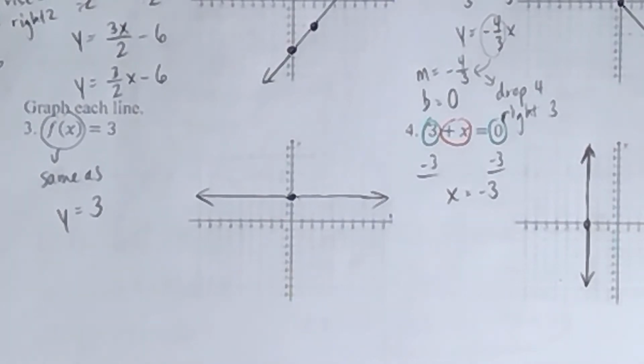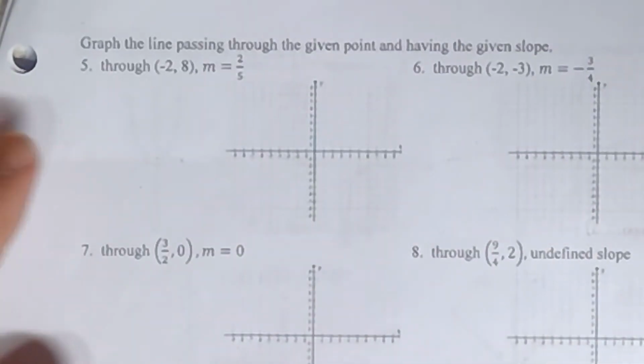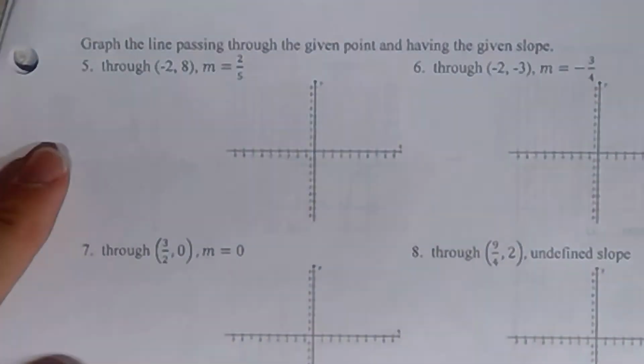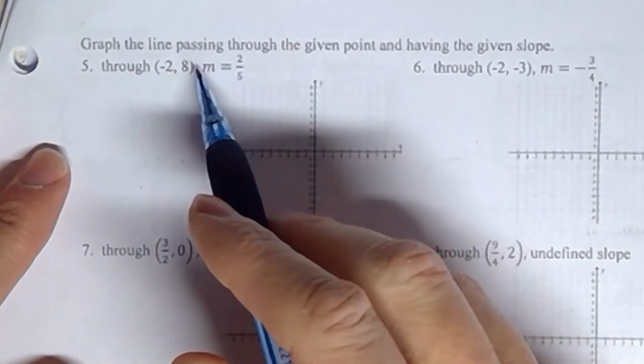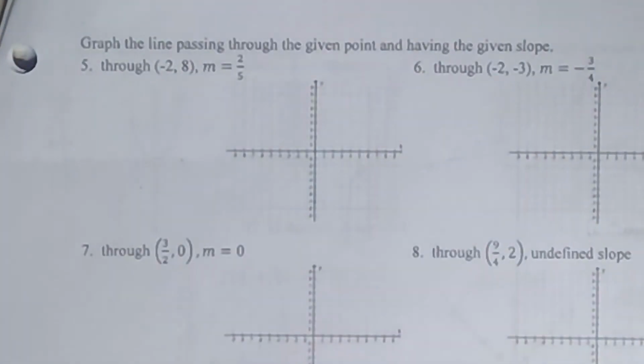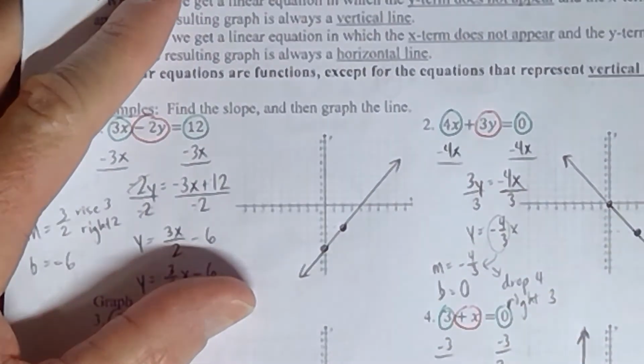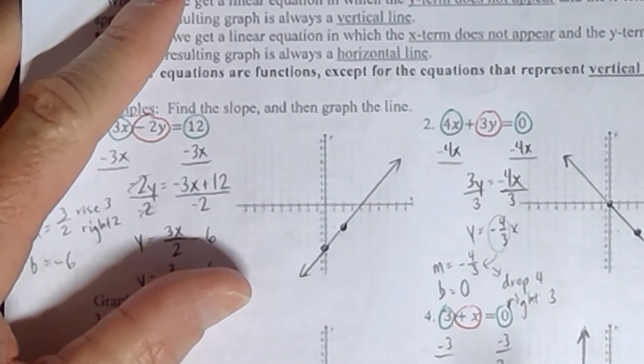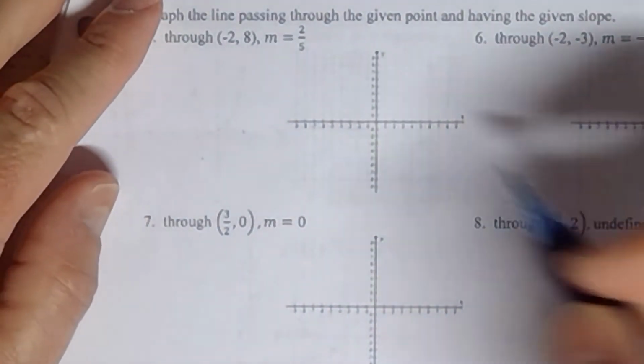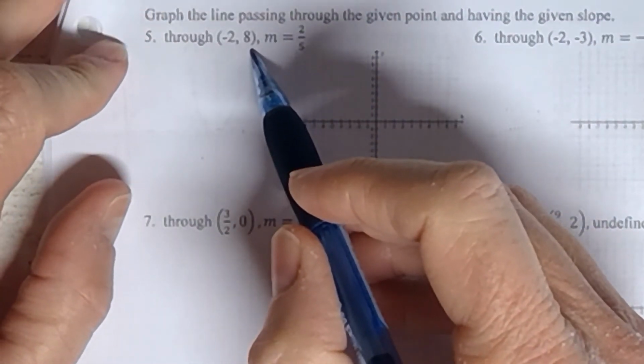Okay, so let's go ahead and flip the worksheet over, and we'll take a look at a little bit more from this section. On the back side of the worksheet, it says: graph the line passing through the given point and having the given slope. This is similar to what we just did, where on the previous part we always started out with the y-intercept and then used the slope to get to the second point. We're going to do exactly the same thing now. It's just that instead of starting at the y-intercept, we're going to start at that one point right here that they gave us.